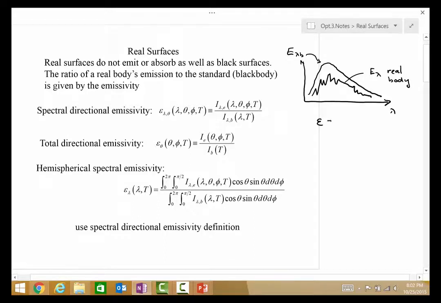The ratio of these is called the emissivity. In this case, what we have is the spectral emissivity because it's wavelength dependent. So we have to understand how this emissivity behaves, and in fact, there is a spectral directional emissivity, so there's an emissivity that is directionally dependent. So it's both wavelength dependent and directionally varying.